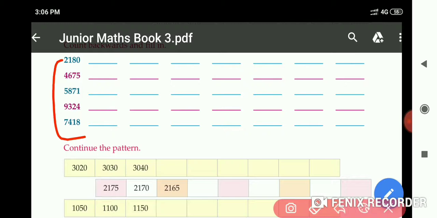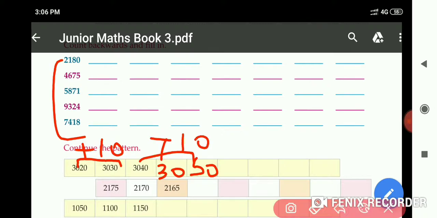Now again continue the pattern. 3020, 3030. Here plus 10 is there at each step. So what will be the next number? 3040, plus 10, 3050. Got it, at each step plus 10 is there. Now 3060, 3070. Like this we will fill all the boxes.